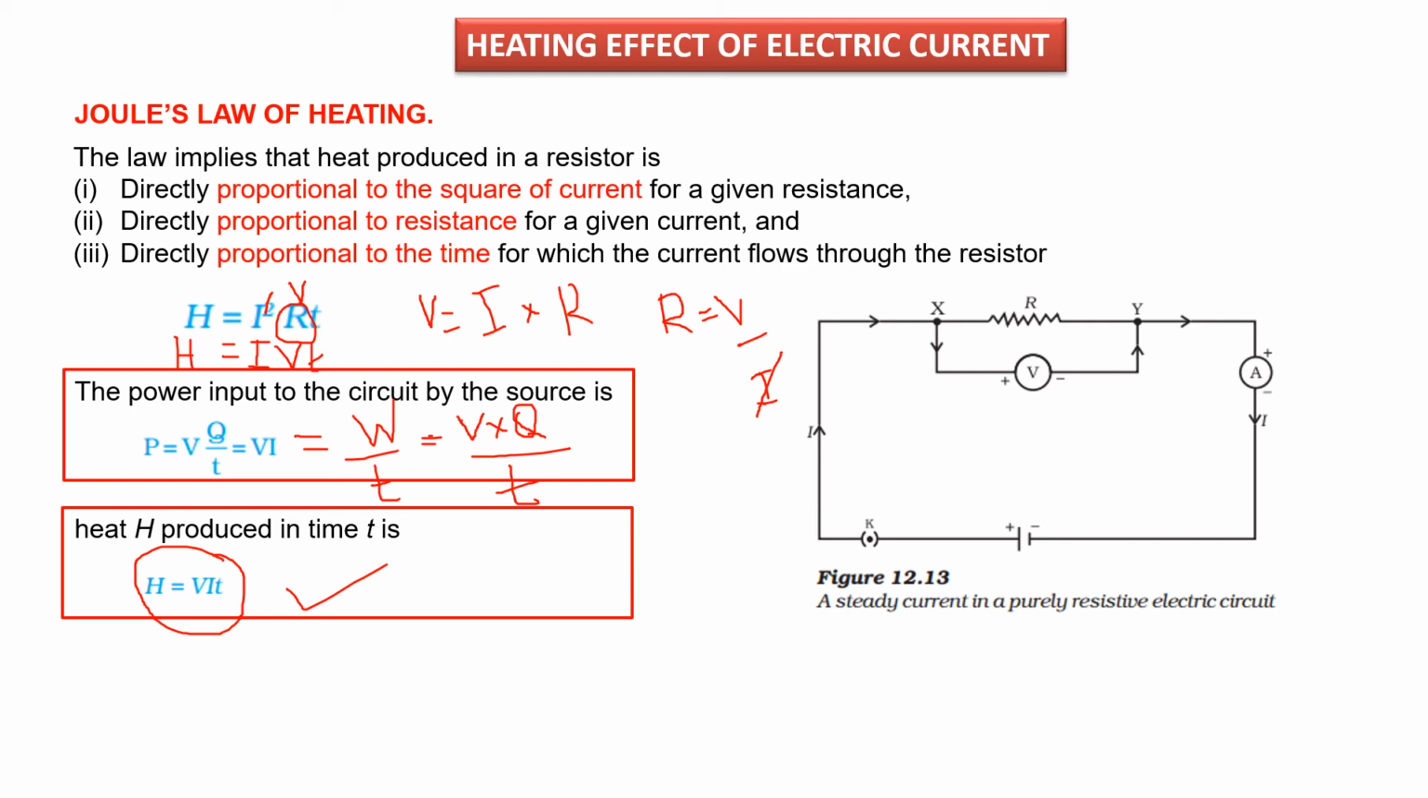So Q by T can be written as, we know the formula from the beginning, first page we learned, right? Charge by time taken is current. How much charge is moving across the cross section in unit time is current. So Q by T can be represented by I. That means it will become V into I. So P is equal to VI.